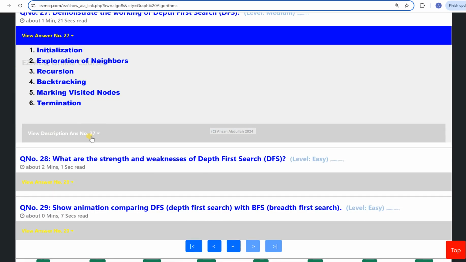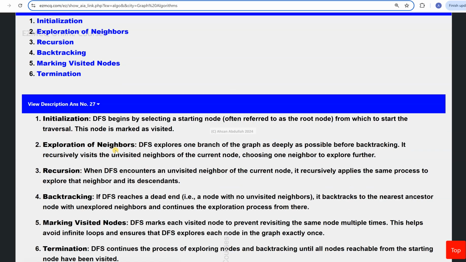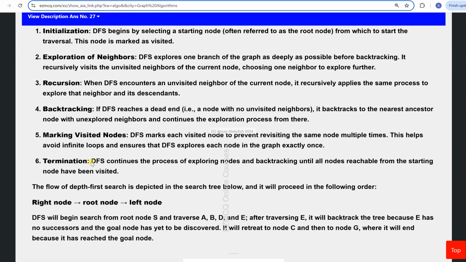So let's demonstrate the working of depth first search. You see that we don't have the properties; we have something new here, which is backtracking. If depth first search reaches a dead end, it backtracks. This is the recursive call, so that can be slow, and it continues the exploration process and prevents revisiting some node multiple times, so that it avoids infinite loops. Same for breadth first search also. And the process continues until all nodes are reachable from the starting node. So we have the right node, and then the root node and the left node.